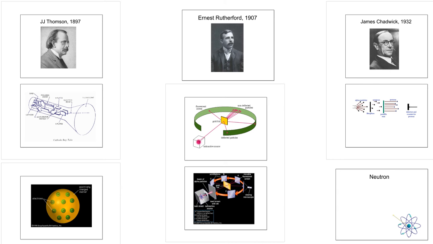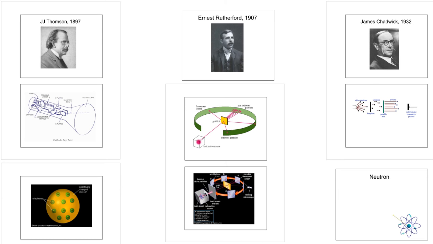Next, we looked at Ernest Rutherford and his gold foil experiment, where he discovered that most of the mass of the atom is contained in a nucleus. Later, Rutherford would go on to discover the proton. And thirdly, we looked at James Chadwick and his discovery of the neutron using a sheet of beryllium and a sheet of paraffin wax. However, what we haven't looked at yet is how those electrons are behaving within the atom.